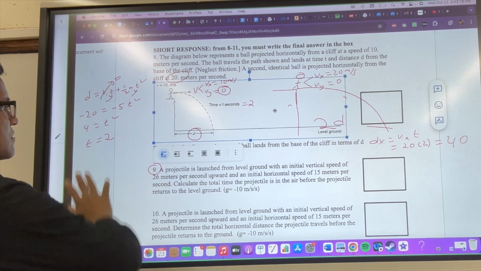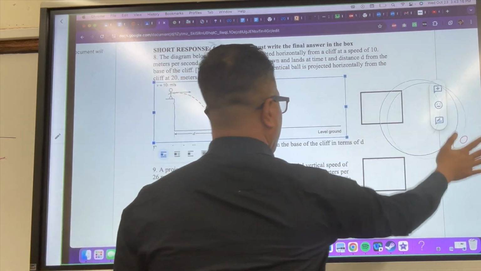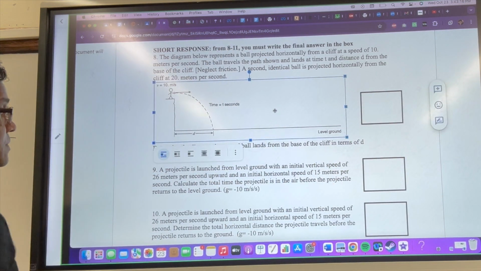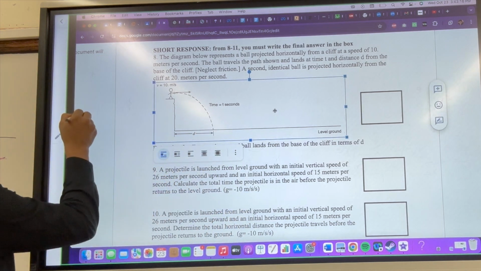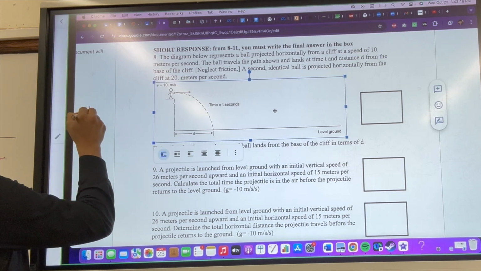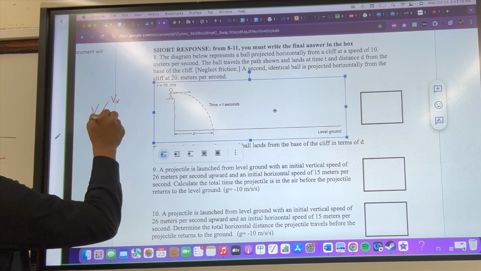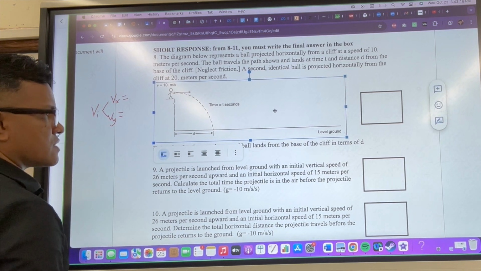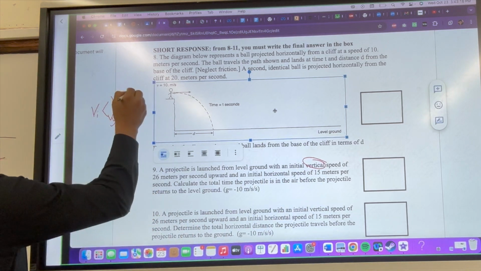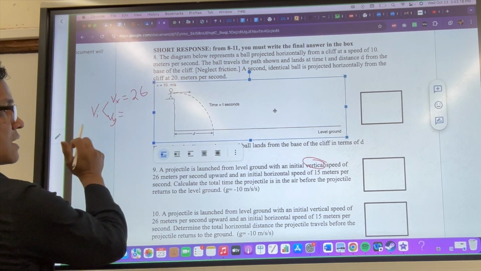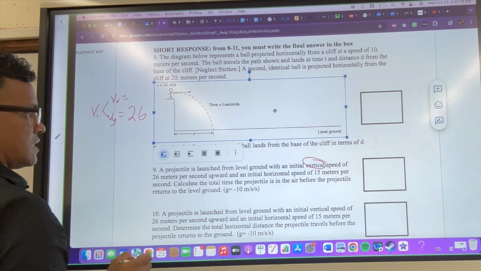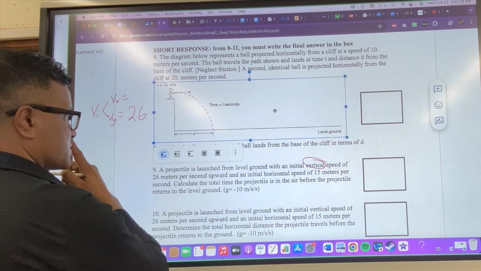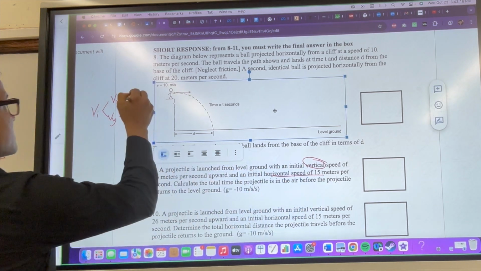Okay, let's go over problem number 9. Problem number 9, I said it many times, is like problem number 8. The initial velocity has two components, Vx and Vy. Vertical velocity is 26, and horizontal velocity is 15.